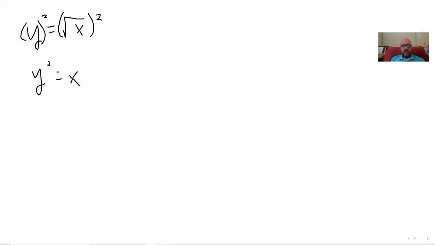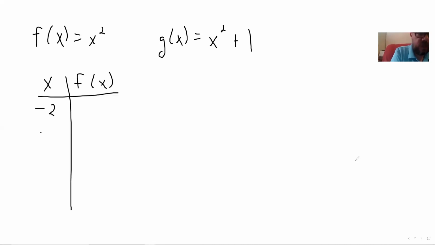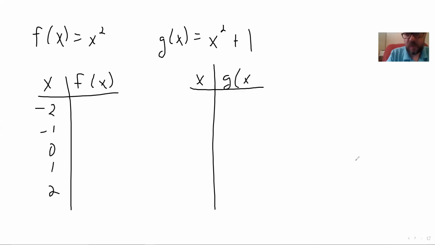So let's say I want to compare these two functions, f of x equals x squared and g of x equals x squared plus 1. So let's look at it algebraically, and then we'll see what it looks like on the graph, and then I'm going to turn you loose on the rest of it. So I'm going to make my standard chart here. X, f of x, right? So -2, -1, 0, 1, and 2. And then same thing over here, x and g of x. And we're going to think about what's going to happen before we actually calculate this to save ourselves some time.